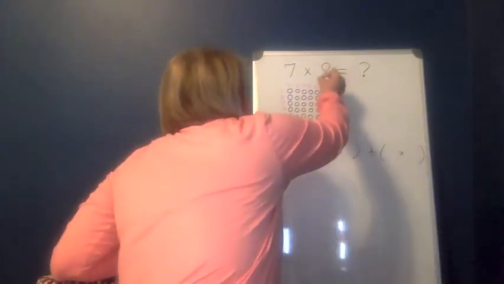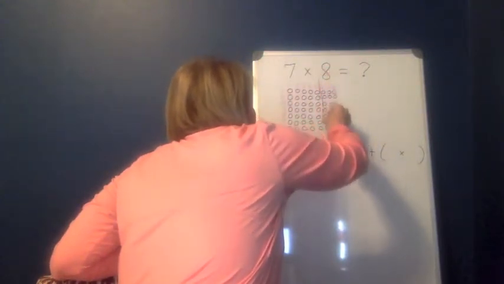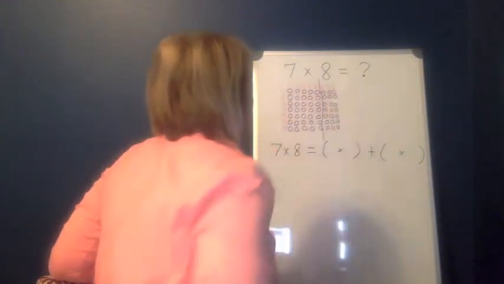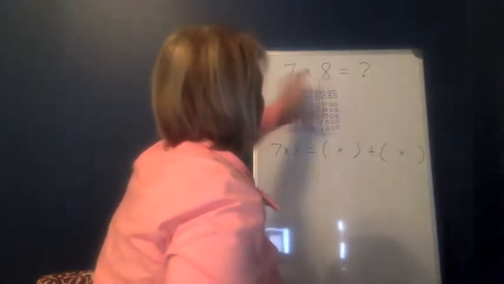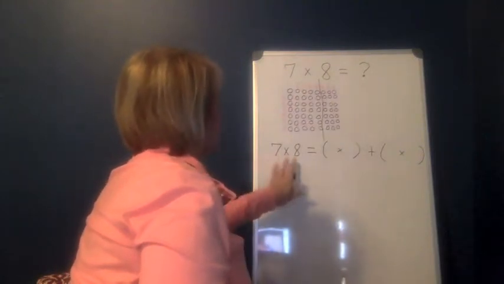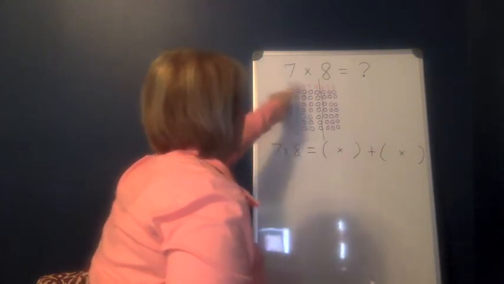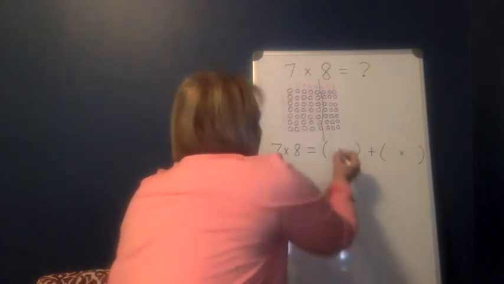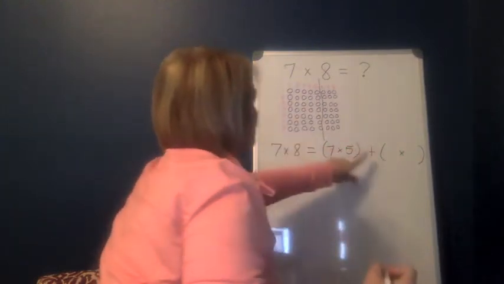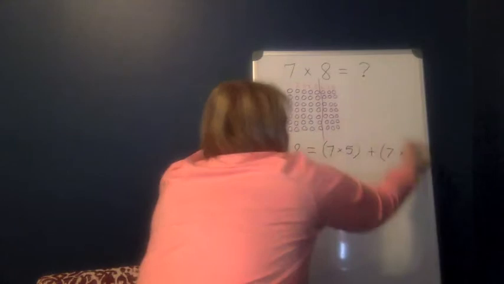So I'm going to make my chop line. This is my columns. I'm going to chop my columns right here so that I have 5 columns on this side and 3 columns on that side. 5 and 3, because 5 plus 3 equals 8. So now my original problem was 7 times 8. I still have 7 rows, but now I only have 5 columns. So I have 7 rows times 5 columns, plus this side is 7 rows times 3 columns.